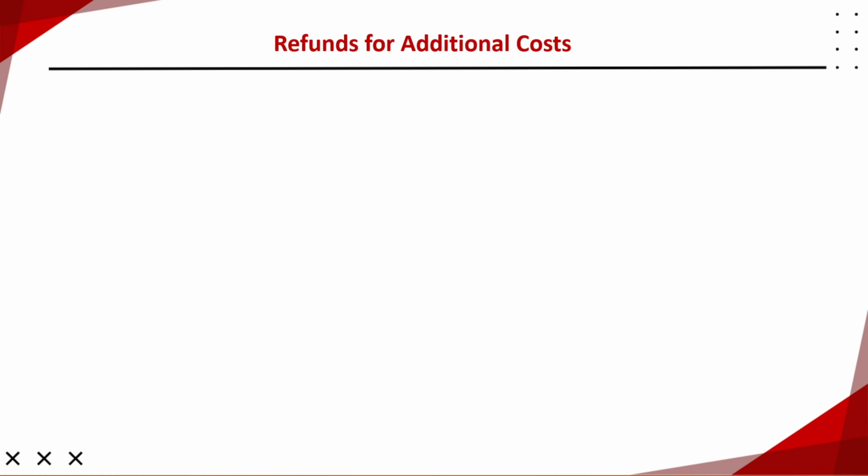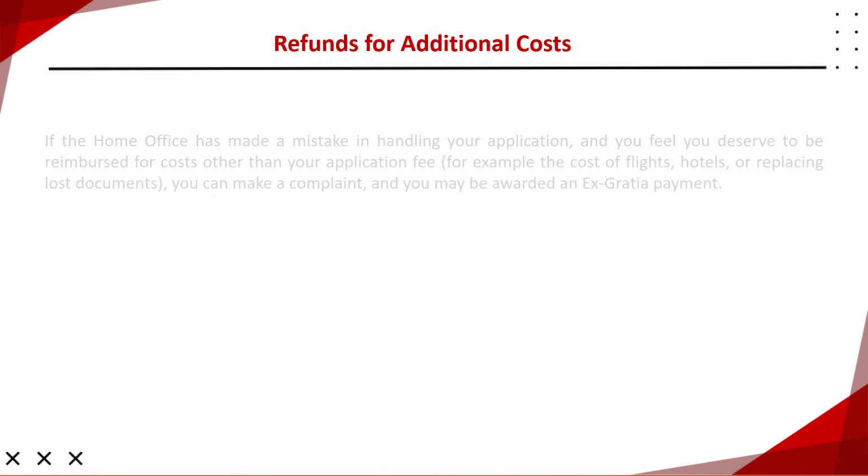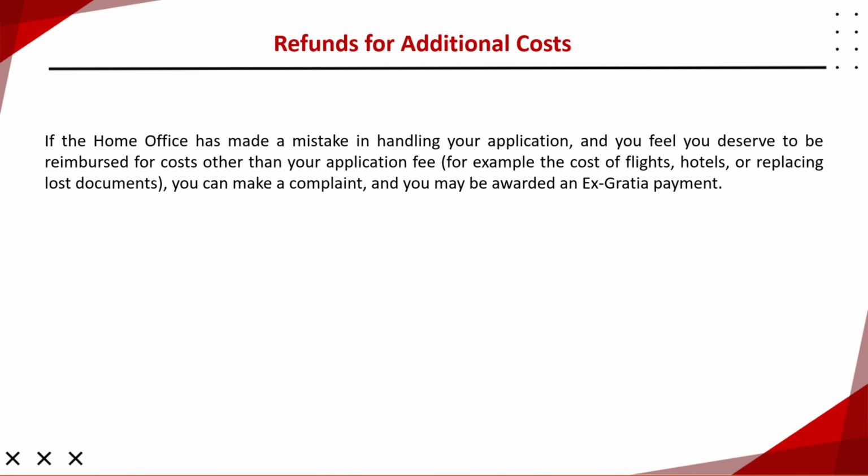Now, what about the additional cost? How will you get a refund for it? If the Home Office has made a mistake in handling your application, like sometimes we have seen where the Home Office picked up the wrong name of the person. You applied for your son, but because the last name was the same, they thought it was for the main applicant, and they totally messed up the application. In that case, if you feel you deserve to be reimbursed for costs other than your application fee, for example the cost of a flight, hotels, or replacing lost documents, you can make a complaint and you may be awarded an ex gratia payment.